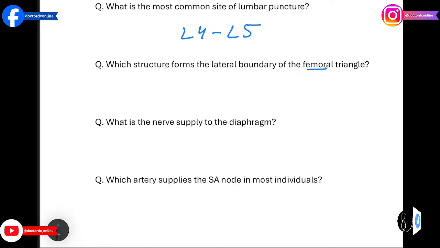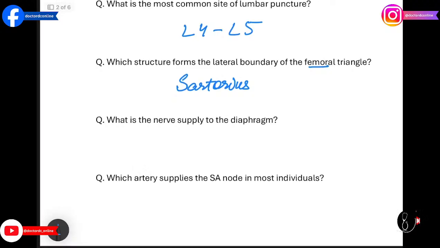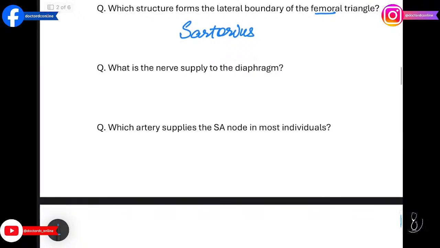And the next question is, which structure forms the lateral boundary of the femoral triangle? And the answer is sartorius. It forms the lateral border, with the inguinal ligament superiorly and adductor longus medially.